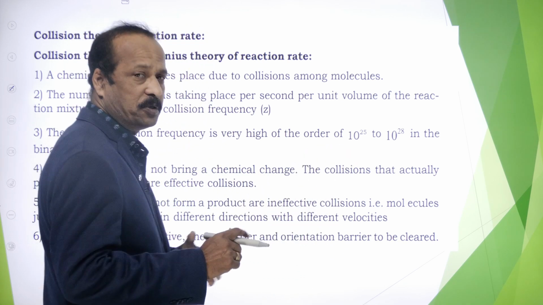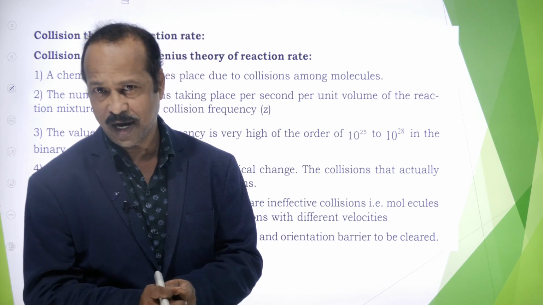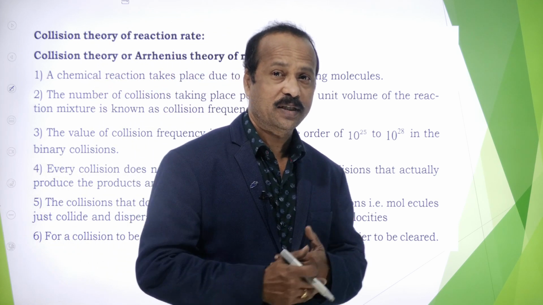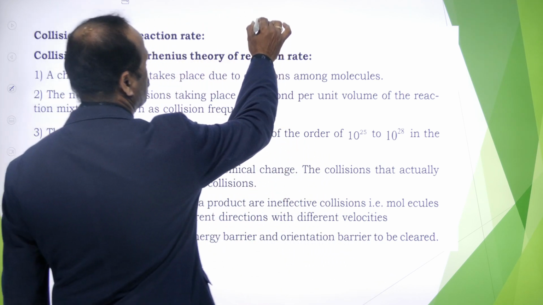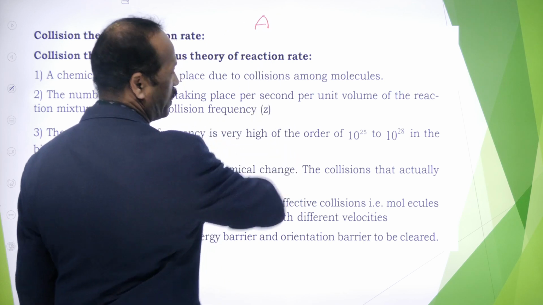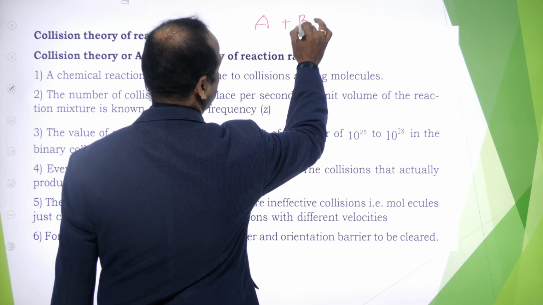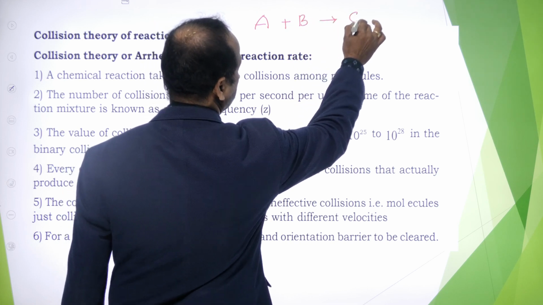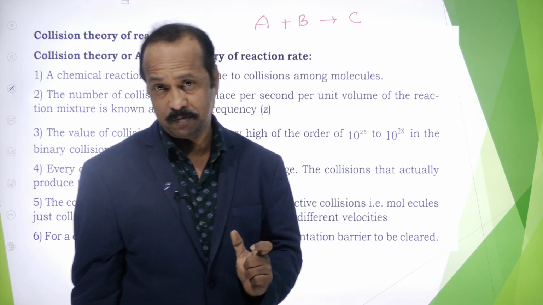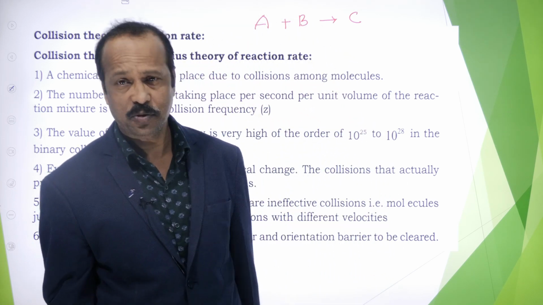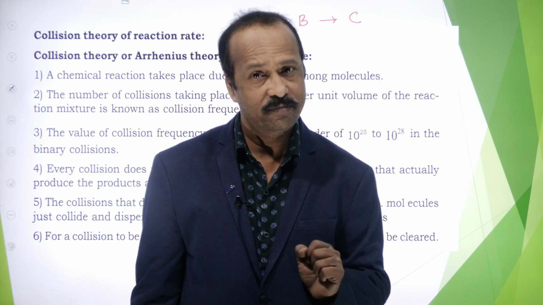So reactant means what? The substances which are participating in the chemical reaction are called reactants. And after the reaction, the new substance that is formed is called a product. Here I am taking one substance A, and this A is reacting with B. This is forming the product C. Just imagine, this is one chemical reaction. So A is reacting with B to form a product C.